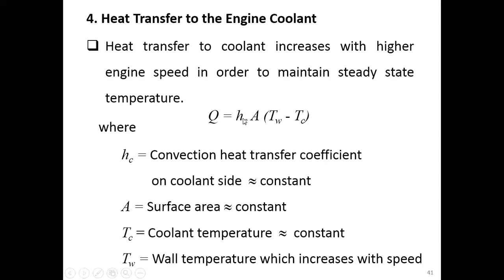We have the convective heat transfer coefficient on the coolant side, h sub c here, times the surface area, the surface area that our coolant occupies here, or the surface area of the combustion chamber with the outer surface, and this area is constant. And the coolant temperature, which is also constant. And the wall temperature here increases with the speed. Okay. So this is the amount of heat that transfers to the engine coolant.